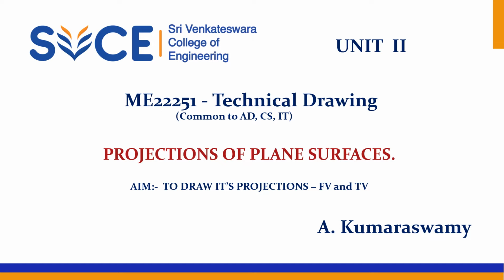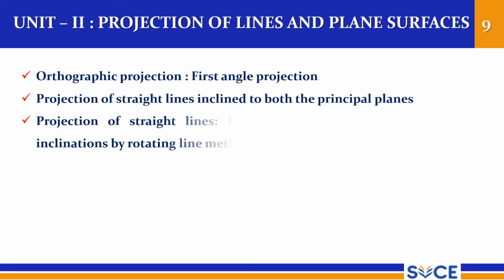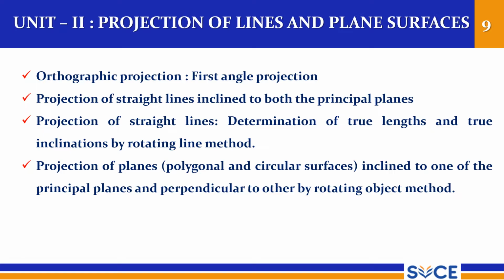So this is the part of second unit. We will see the content of this second part of this second unit. So orthographic projections, this is the syllabus of second unit. Now we are in the last topic of second unit, projection of planes. It includes polygonal circular surfaces inclined to one of the principal planes and perpendicular to other by rotating object method. So that is rotating the plane itself.